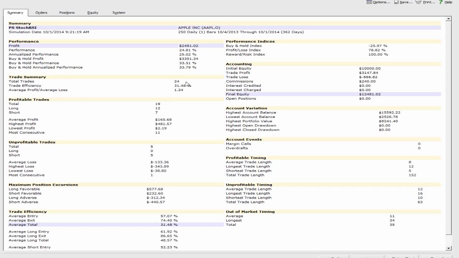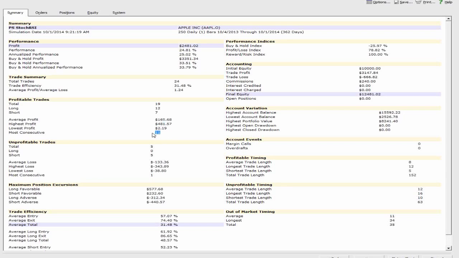Our total trades were 24 trades over the course of the one year test period. Of those, 19 were profitable, so we had 5 losers. 12 of those were betting Apple would go up, and that made money. 7 were trades betting Apple would go down, and it did. Our average profit every time we took a trade was about $165. Our highest profit was about $481, and our lowest profit was $2.19. Yes, supersize it that day.